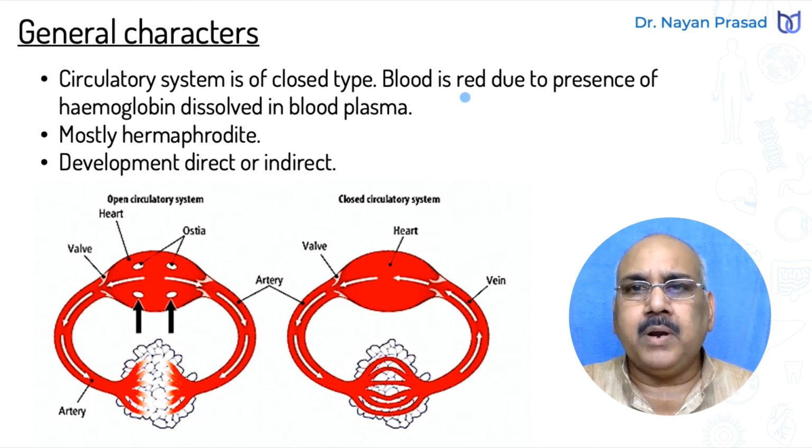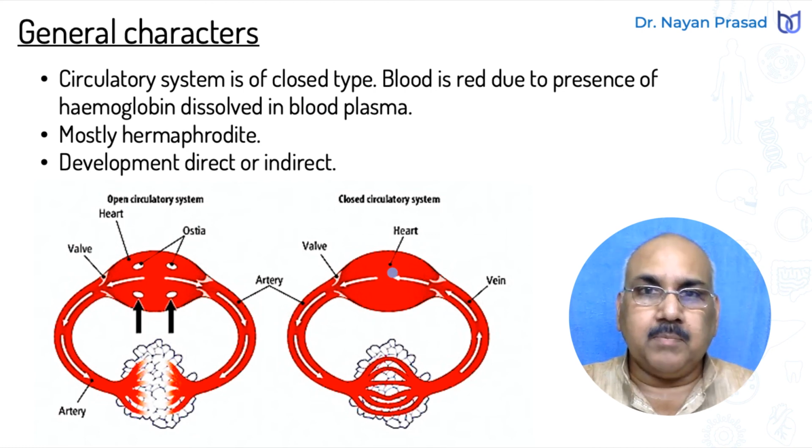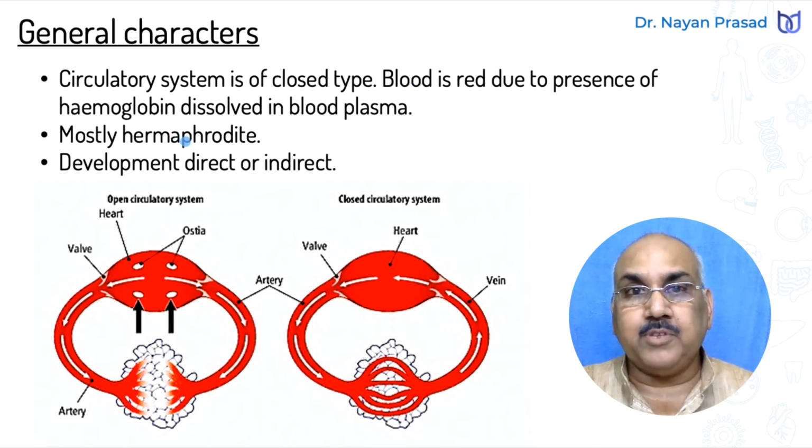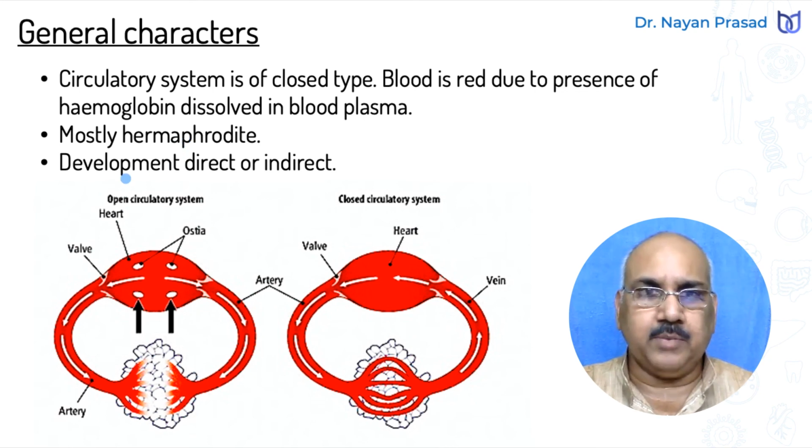In them, blood is red due to presence of hemoglobin. But remember, hemoglobin is dissolved in blood plasma. RBC absent. Blood plasma contains hemoglobin and so the blood is red. The members are mostly hermaphrodite. Hermaphrodite means bisexual. Earthworm, leech, they are bisexual individuals.